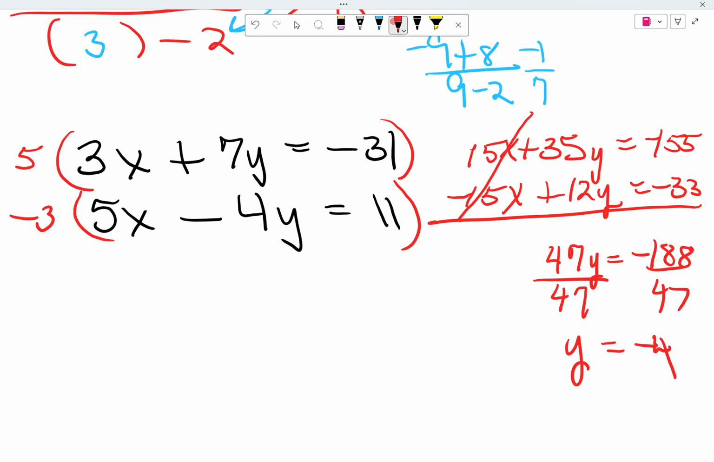If y is negative 4, then I'm going to take the 3x plus 7y equal to negative 31, and I'm going to substitute in for the y the negative 4. So this will become 7 times the negative 4.